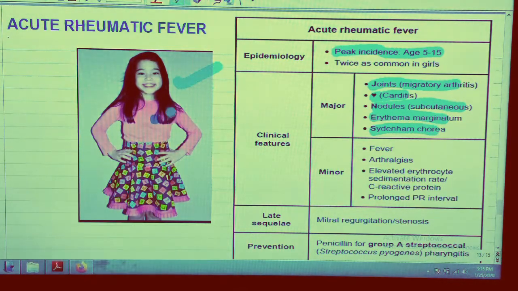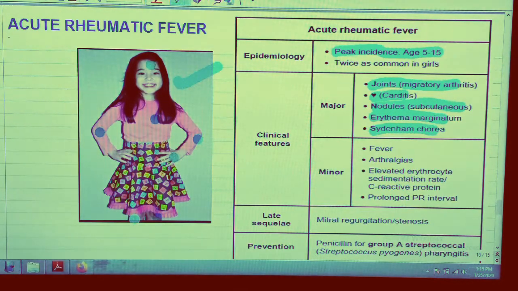Carditis, Sydenham chorea, migratory arthritis in the joints, and erythema marginatum in the skin, mostly on the shin area.